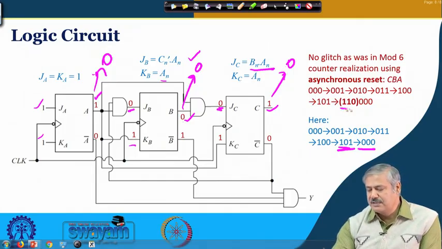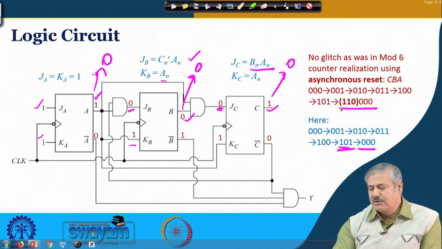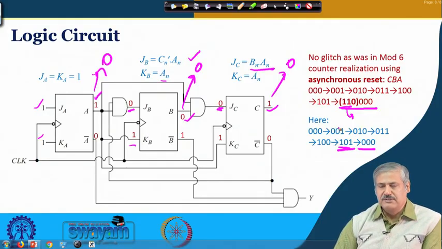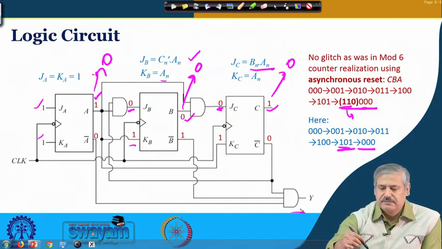Unlike the asynchronous reset based modulo 6 counter, where we had got 1, 1, 0, and at that time with this value it was getting reset, and the next state was obtained as 0, 0, 0, for a longer duration of time. Is it fine? Right? And this is the decoding of the counter. So, this part is understood, right.